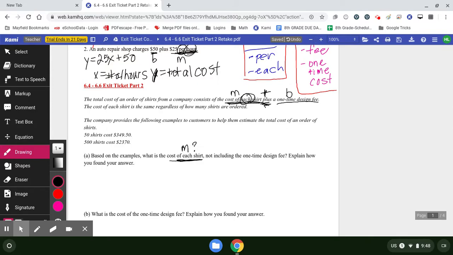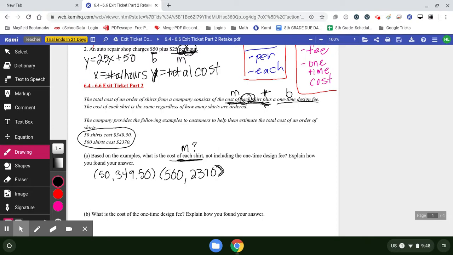Okay? What is our rate? Well, all that's given to us are two things, and those can actually be written as points. 50 shirts cost $349.50, and 500 shirts cost $2,370.